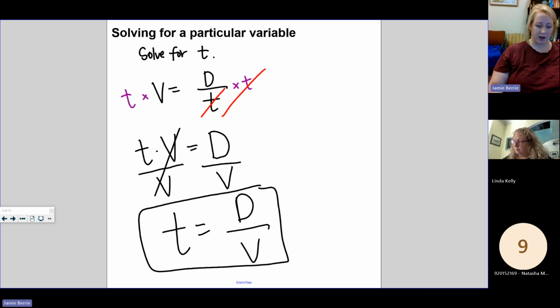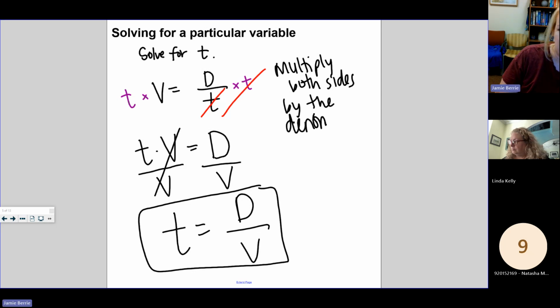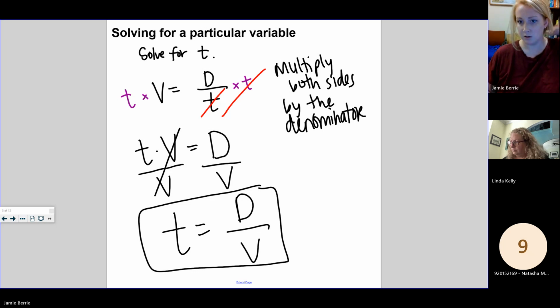So if you have a fraction, you need to get something out of the denominator. The approach is to multiply both sides by the denominator. That's a very common approach for solving for a particular variable.